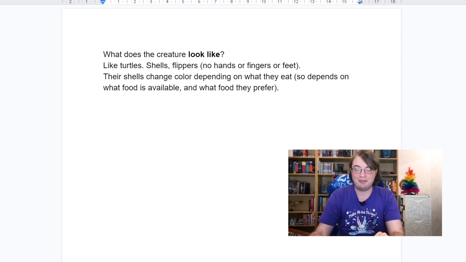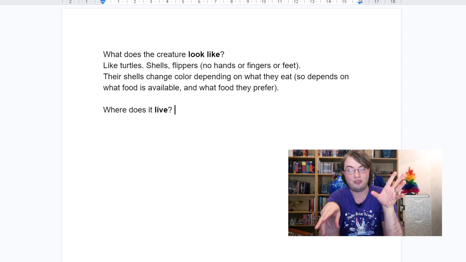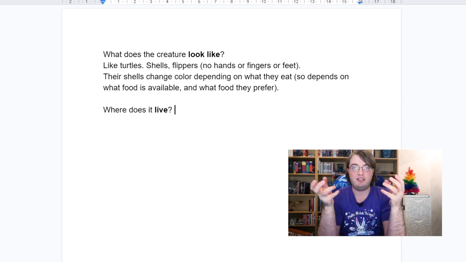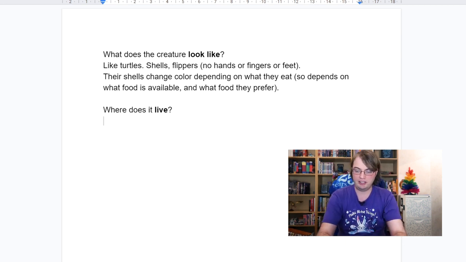We can leave it at that for now, and move on to the next question, which is, where do they live? And with this, I mean both geographically, where do they live in the world? Do they live on land or in water? And do they live in groups, or are they solitary? It's all of those things. So obviously these turtles are mostly sea-dwelling, because turtles are mostly sea-dwelling.